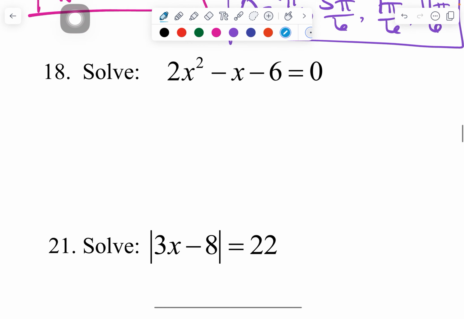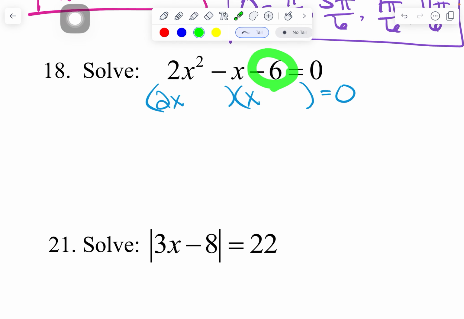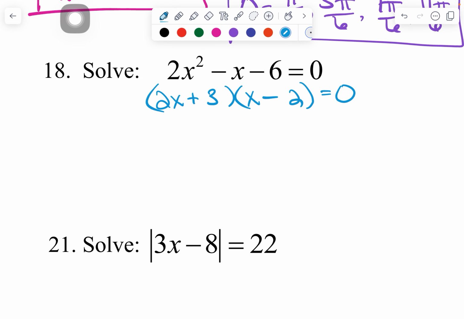Number 18. Can I factor? The answer is yes, I can. Love when I can factor. So we're going to split the 2x and x. Now I've got to figure out how to split the 6 so that when I multiply this number times this x, and this number times that 2x, whatever I get adds up to a negative x. If I put a 2 here and a 3 here, this is 3x, and then this will be 4. Perfect. So let's make the 4 negative, make the 3 positive.